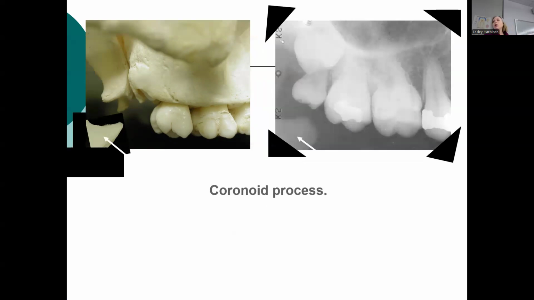This is a really good one of the coronoid process because they added this little picture. But see, it's like a little triangle. So that's how they describe it, like a little radiopaque triangle in the lower corner, but it doesn't always look perfectly triangular, but that's the general shape of it there.